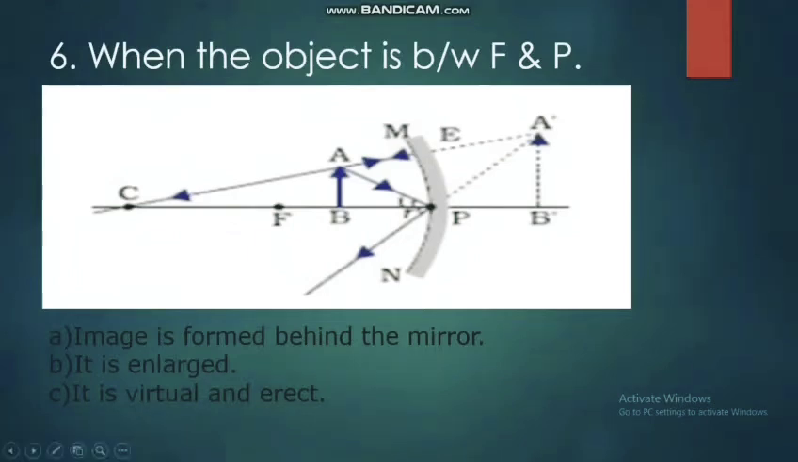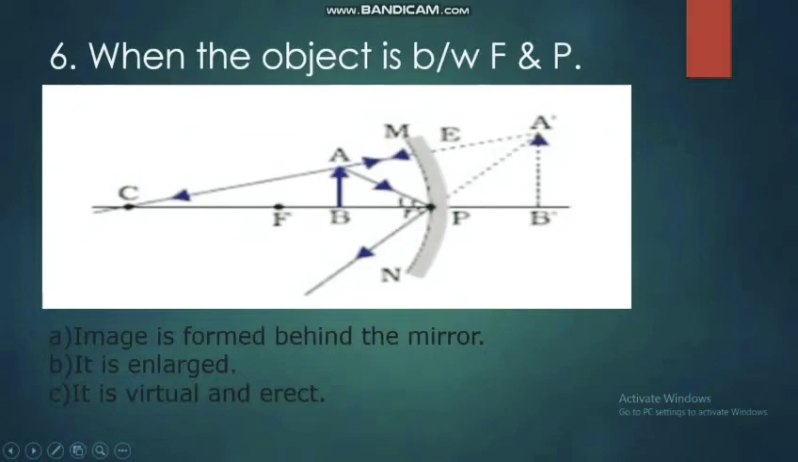Now this is the last case, when the object is between F and P. F means focus, P means pole. The pole is at the mirror, you can see the midpoint of the mirror, so we cannot go beyond it. So this was the last case. The image is obviously formed behind the mirror.